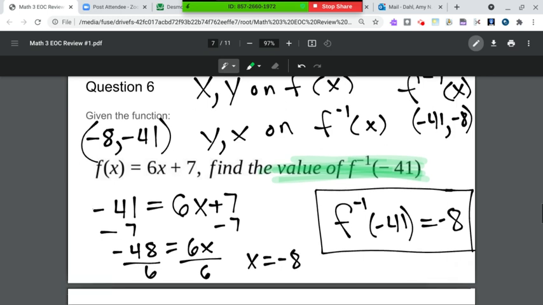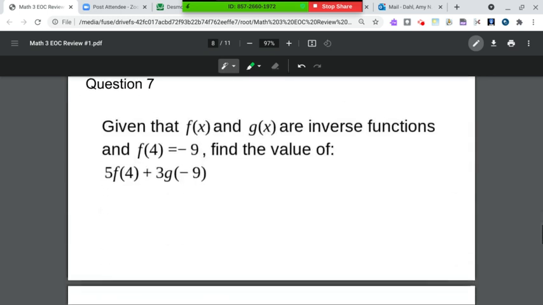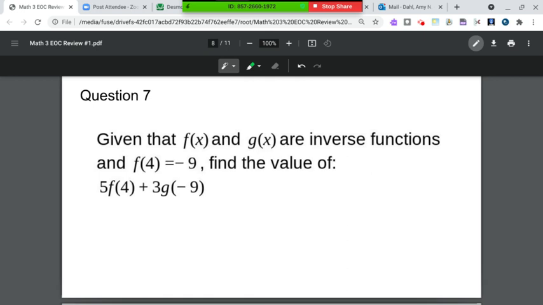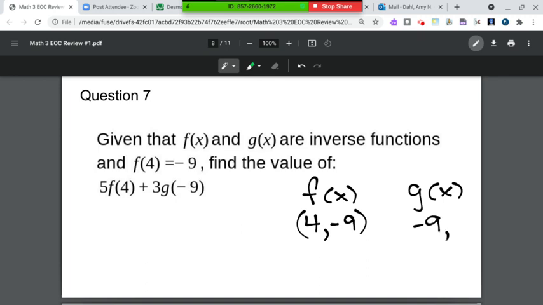Okay? All right, question 7. Given that f of x and g of x are inverses, and f of 4 is -9, find the value for 5 times f of 4 plus 3 times g of -9. Okay, here's what you know. On f of x, the ordered pair is 4 comma -9. What's the ordered pair on g of x? Thank you, Kaylin.